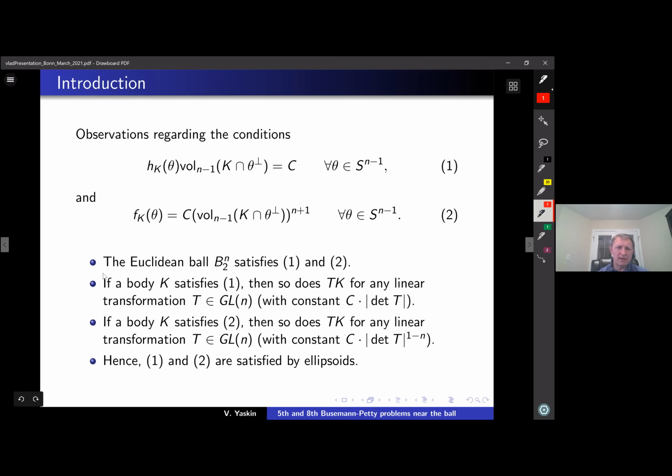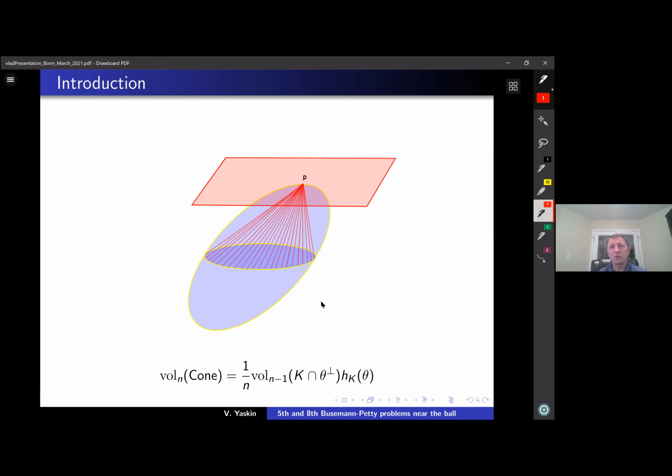Let me at least try to justify why this condition is true. Let me show this picture. Problem number 5 has a nice geometric interpretation. What we do is take a theta, take the section perpendicular to theta, here it is. Then take the supporting plane parallel to this section. Here you have this point of contact. And then just construct this cone with this vertex and this base. If you look at the volume of this cone, you'll see that it's 1 over n times this product, and it's precisely the product from this problem number 5. So you can restate this problem as follows.